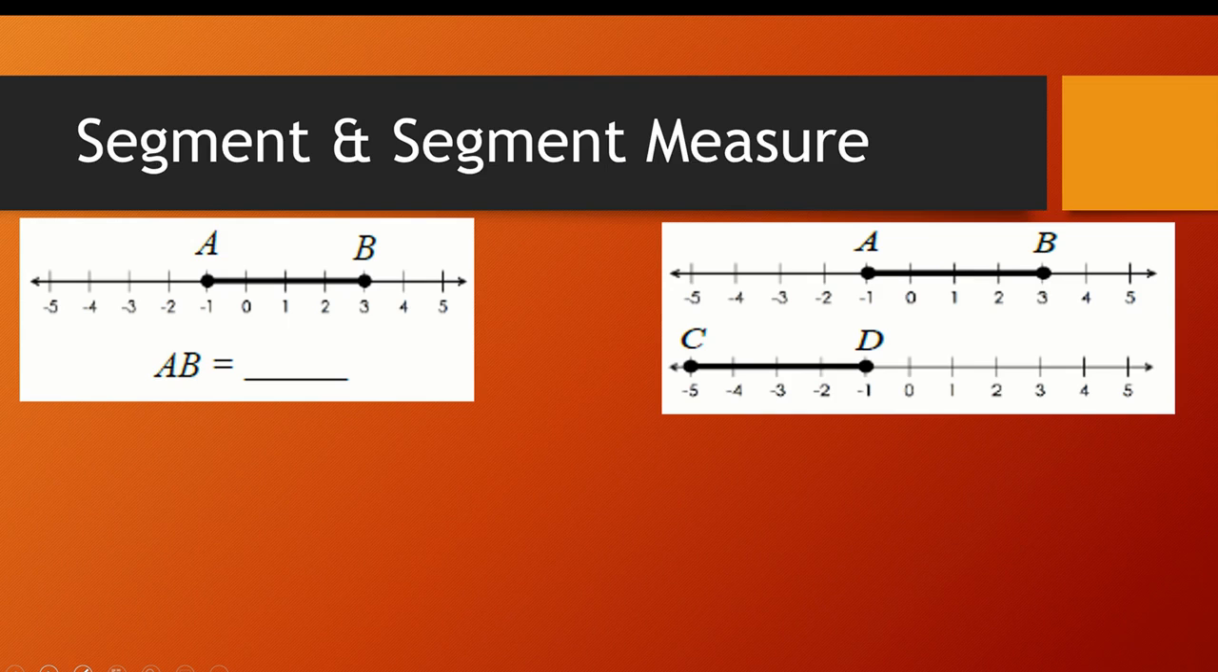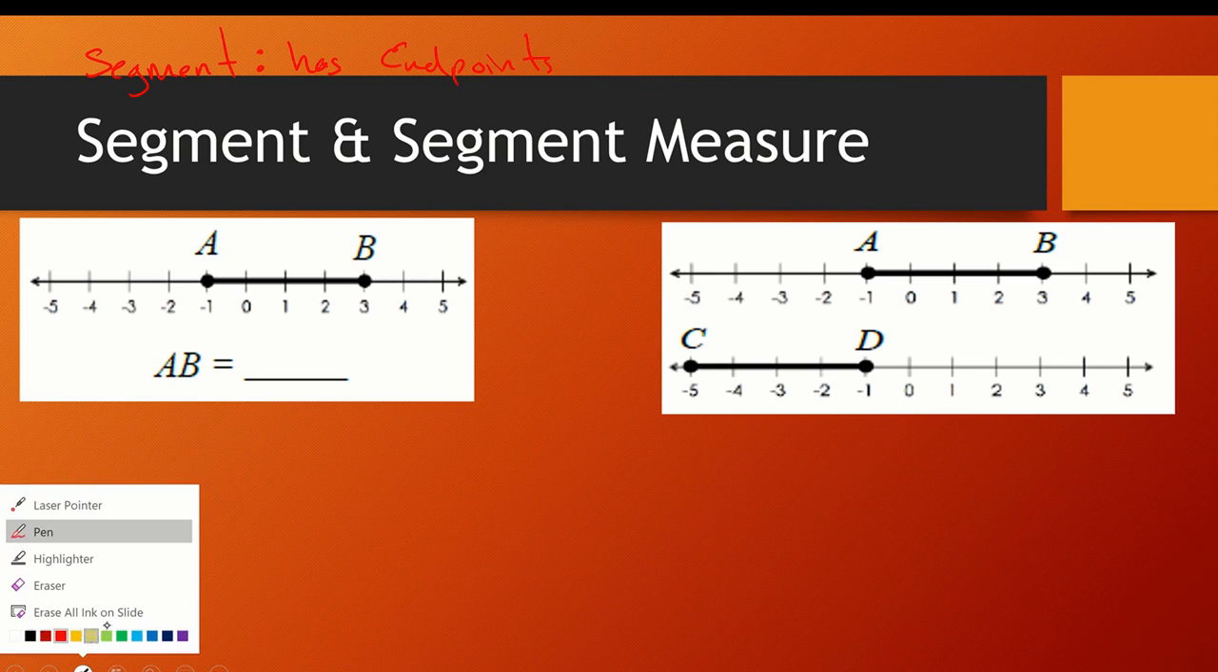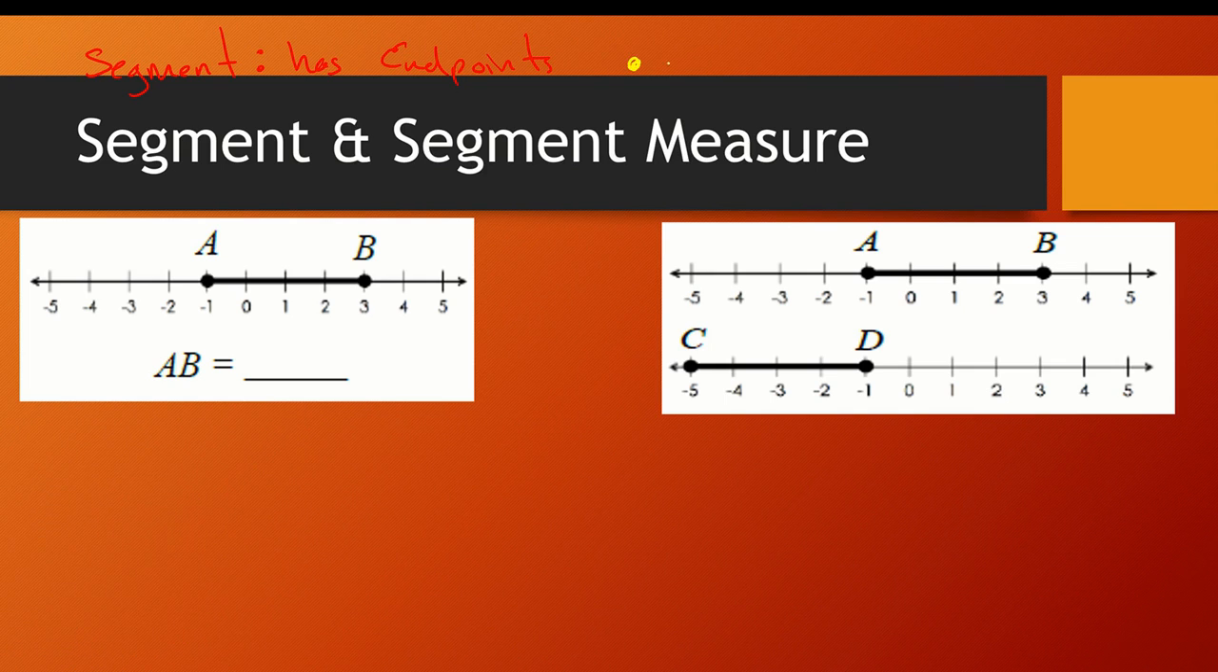Now, we already talked a little bit about segments, right? So what a segment is, I'll just put it right here. A segment is a measurable part of a line, right? So a segment has endpoints. I don't know how well you can see that. So let's just say here's A, B. That's a segment.